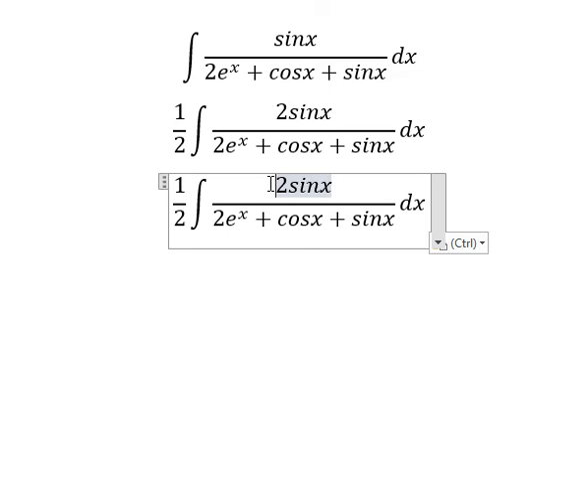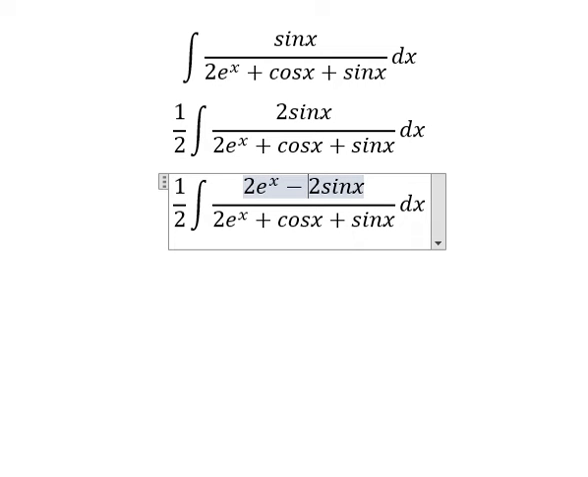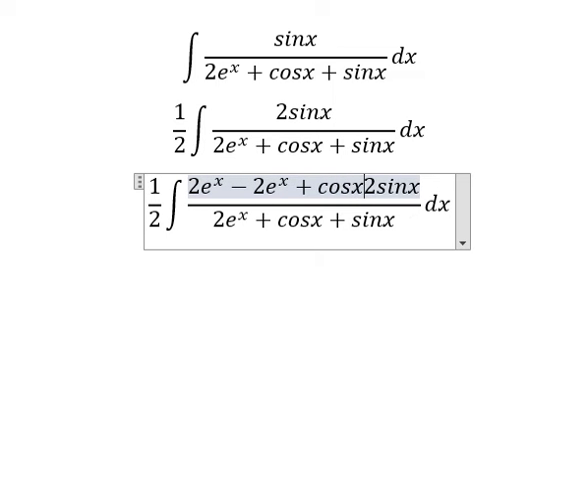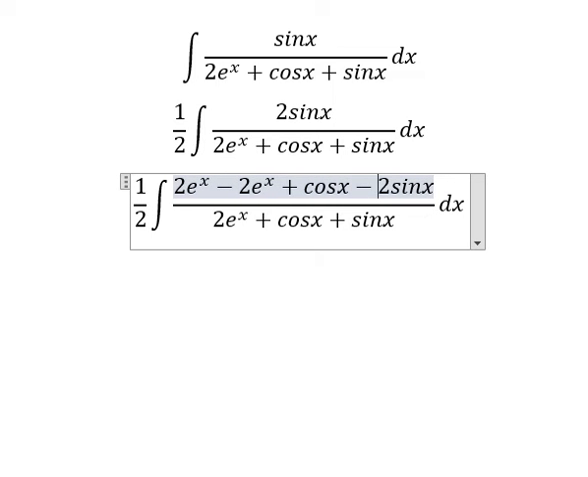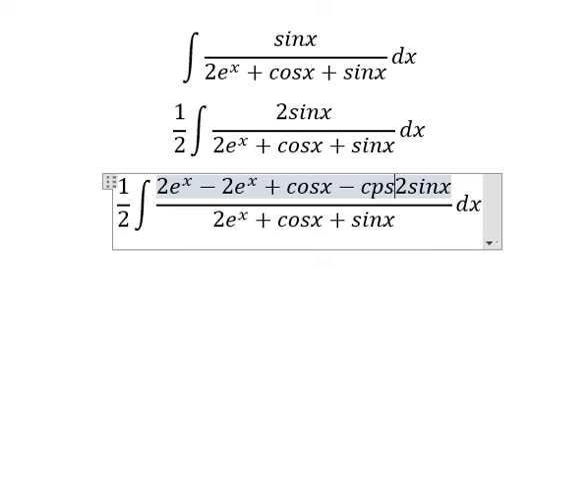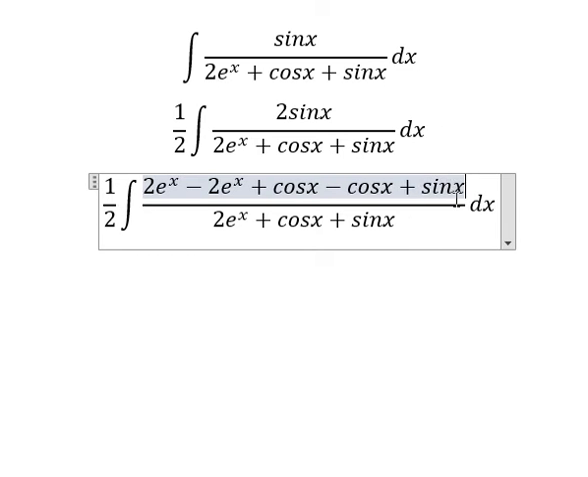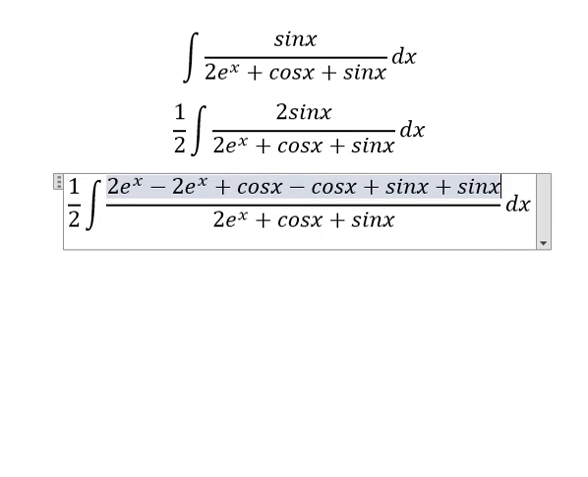Next, we need to add 2e to the power of s. Later, we need to subtract 2e to the power of s. We put cosine s, which means we need to subtract cosine s. Then 2 sine s, that is sine s plus sine s.